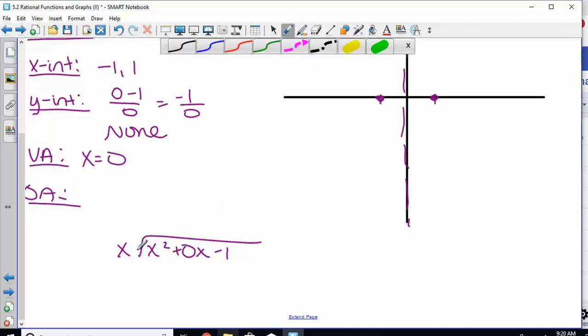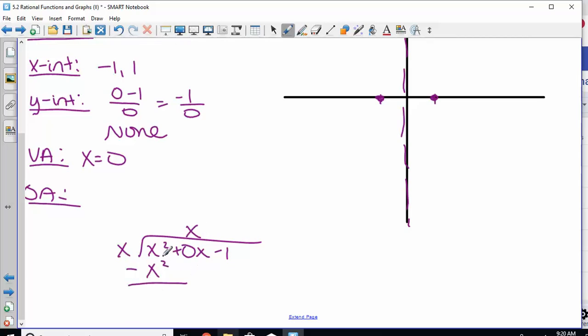X squared divided by x. X times x is x squared. Subtract those off and they cancel. Bring down the 0x. What's 0x divided by x? 0. So our equation is just y equals x plus 0, which is just y equals x.